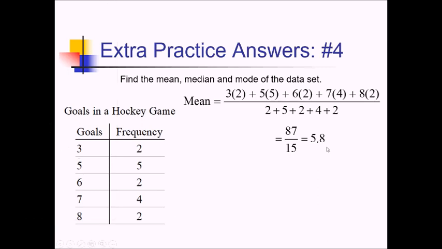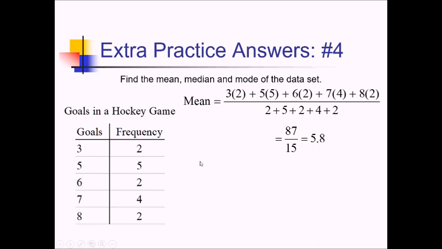Let's go ahead now and find the median value. So the median is going to be the middle value if I were to take all these individual data items and just put them in order. So if I were to write out this list, I would have 3, 3, 5, 5 of these 5s basically, followed by the 6s, the 7s, and the 8s.